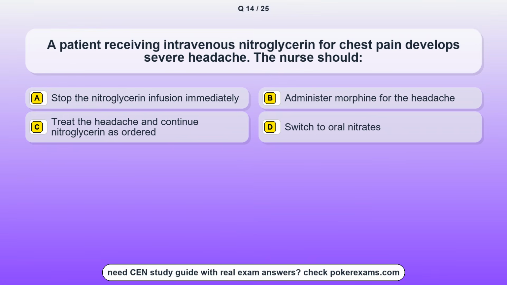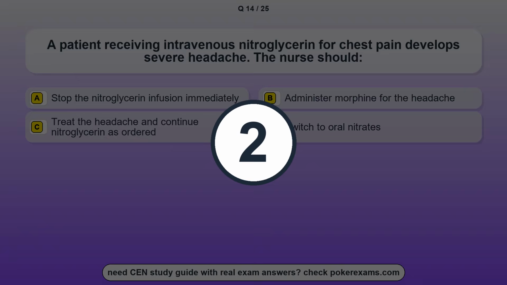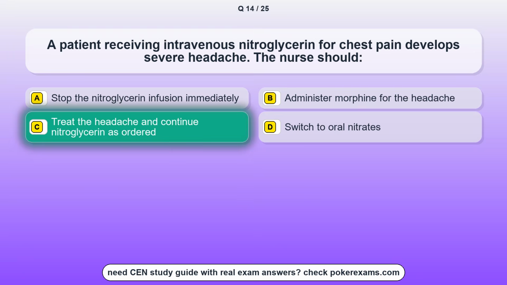Question 14. A patient receiving intravenous nitroglycerin for chest pain develops severe headache. The nurse should: option A, stop the nitroglycerin infusion immediately. Option B, administer morphine for the headache. Option C, treat the headache and continue nitroglycerin as ordered. Option D, switch to oral nitrates. The correct answer is option C, treat the headache and continue nitroglycerin as ordered.